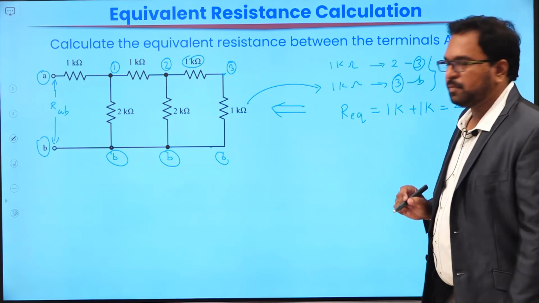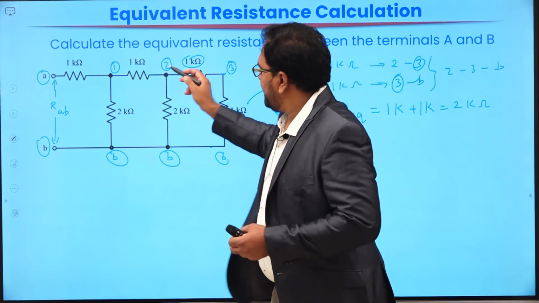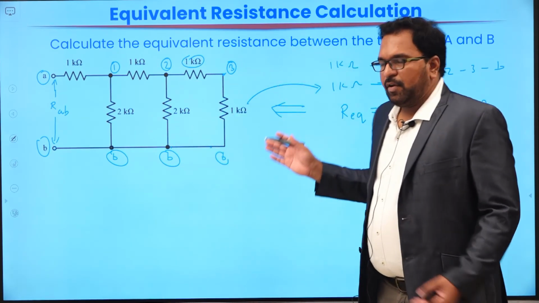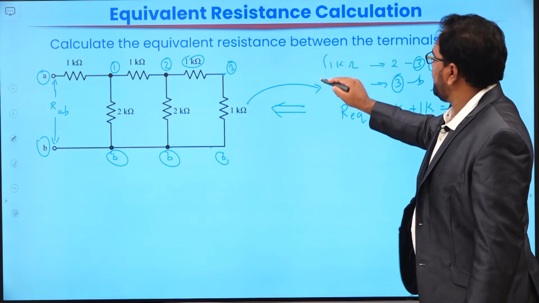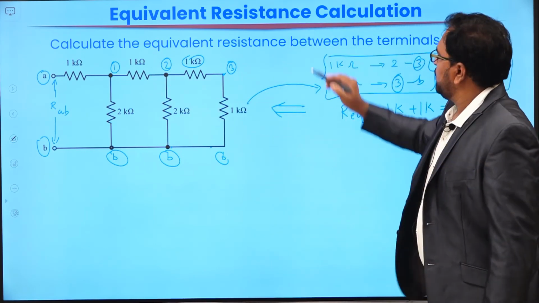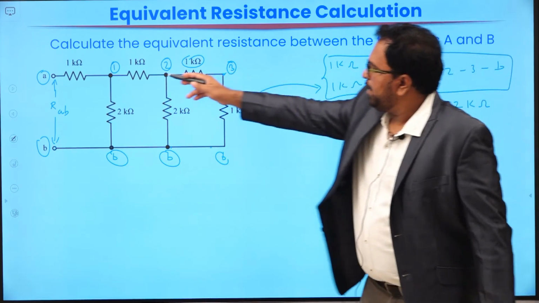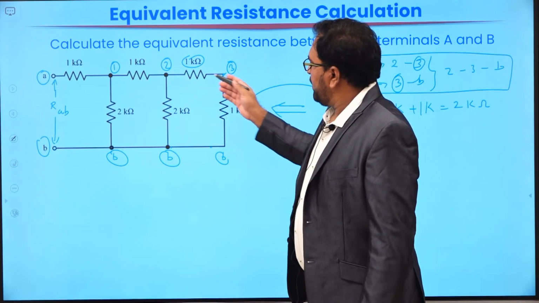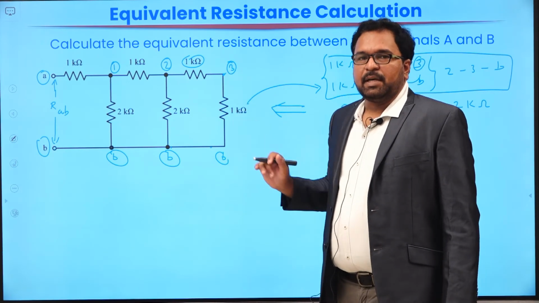Since these are the starting problems, I am indicating the nodes here. When you are very thorough and confident about it, there is no need to indicate the nodes, and no need to indicate these steps also. For practicing purposes only, I am indicating the nodes, because first of all you have to make sure that you are very thorough about identifying the resistors that are in series and parallel.